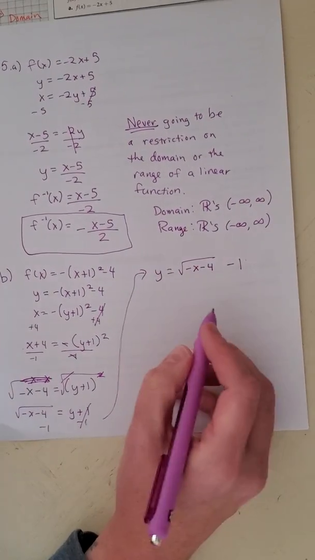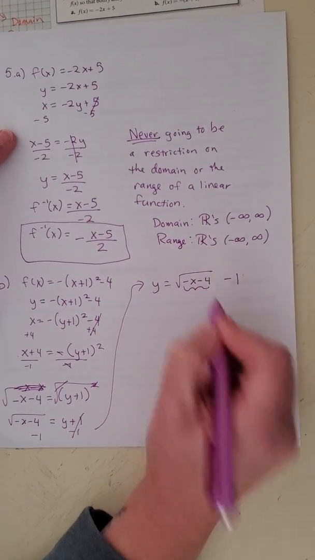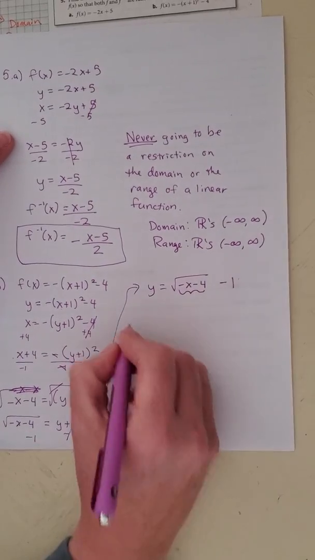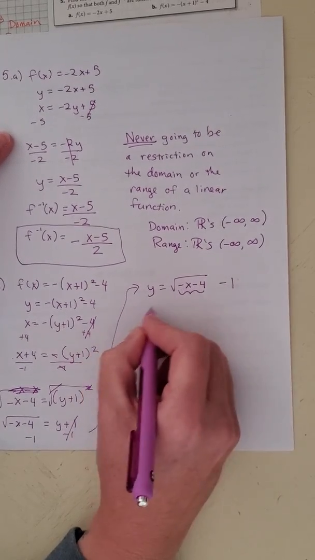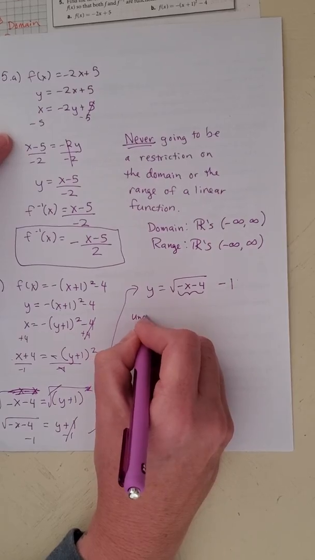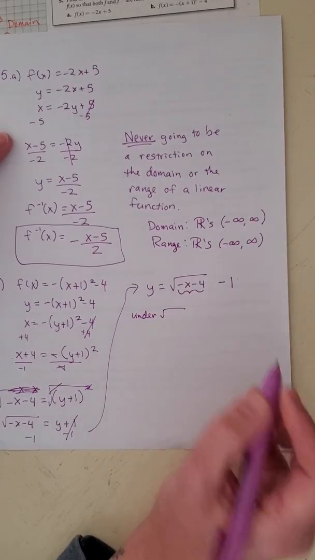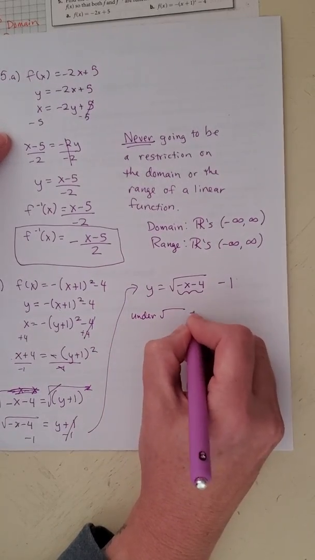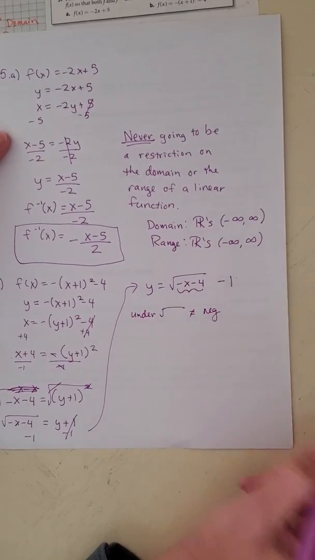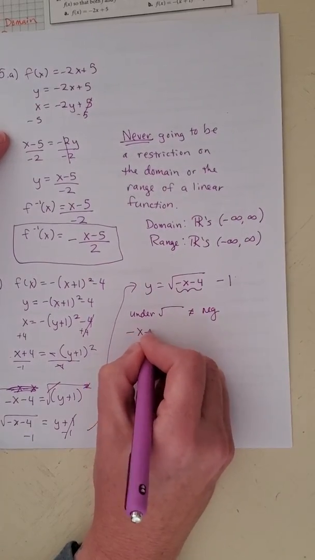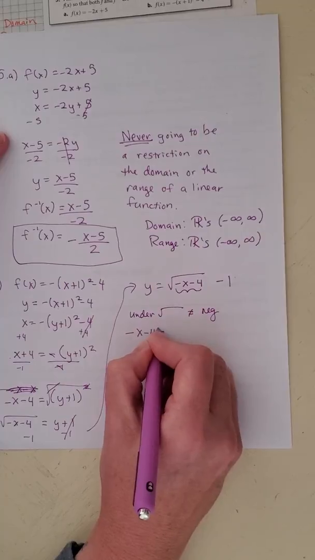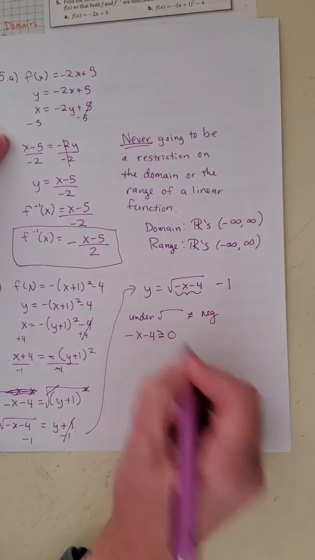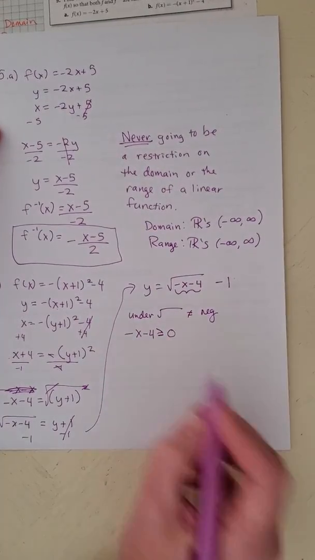Okay, so now restrictions on the domain. First, let's check our restriction on x for the domain. What I know is that under the radical, I cannot have a negative. So I'm going to take whatever's under the radical, and I'm going to say it has to be greater than or equal to 0. And then I'll solve for x.